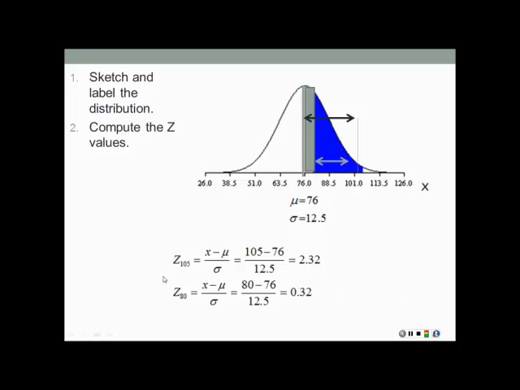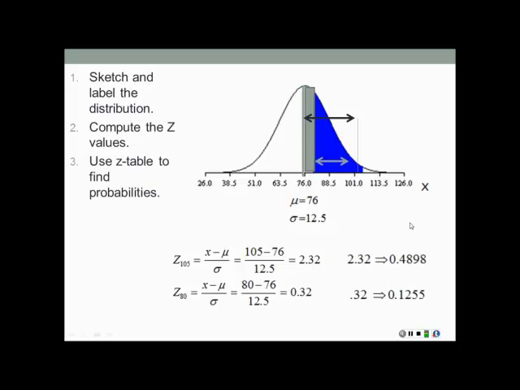So the z for 105 minus 76, that's just the distance from the mean, divided by 12.5, to get 2.32 standard deviations from the mean. And for 80 minus 76 over 12.5, we're 0.32 standard deviations above the mean.